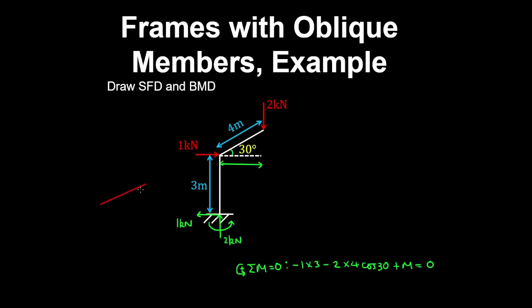And if we draw in our special trig triangle for the angle of 30 degrees, we have root 3, 1 and 2. So therefore cosine 30 is the adjacent on the hypotenuse. And our moment reaction is 3 plus 4 root 3 kilonewton meters.